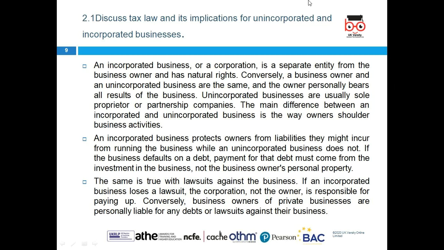An incorporated business protects owners from liability which they may incur. This basically means if the business has a debt, the payment for the debt has to come from investment in the business, that is, the payment has to come from the business operations. Just like if an incorporated business doesn't pay the tax, the claim can go against the business. A director can be held liable for not providing correct information and can be charged as an individual, but they can't claim from their personal assets, because it's a limited liability business.